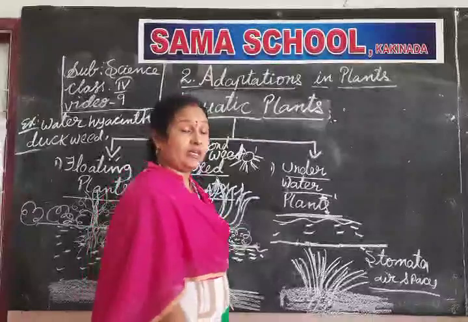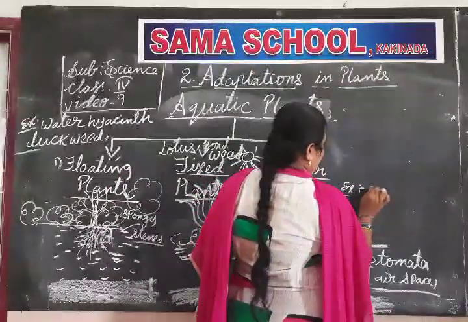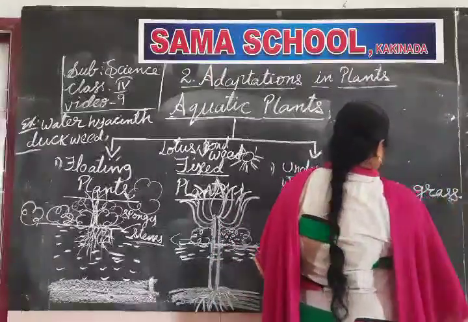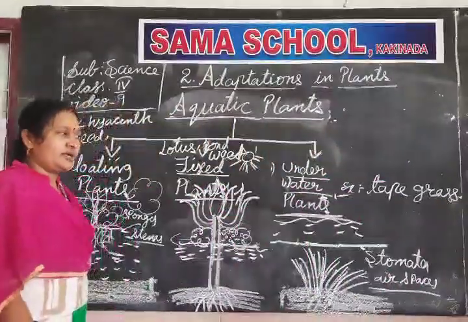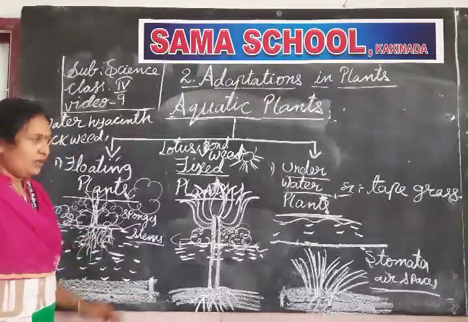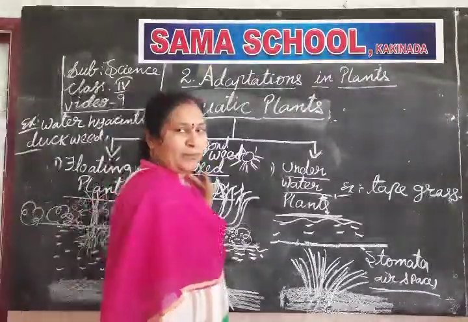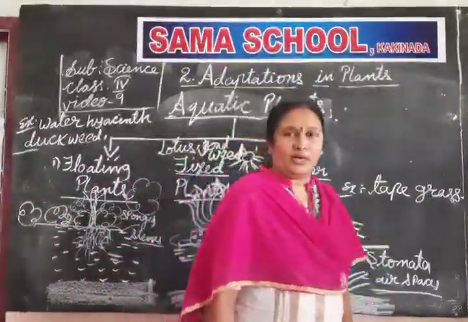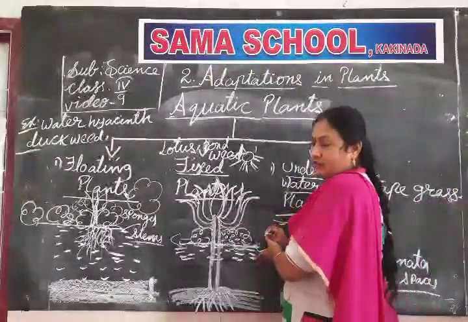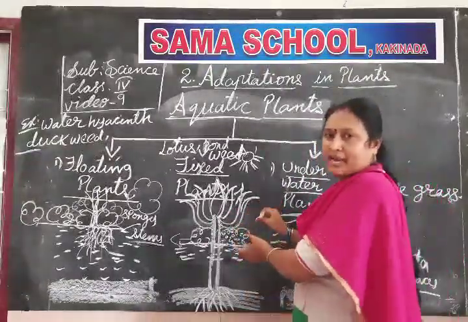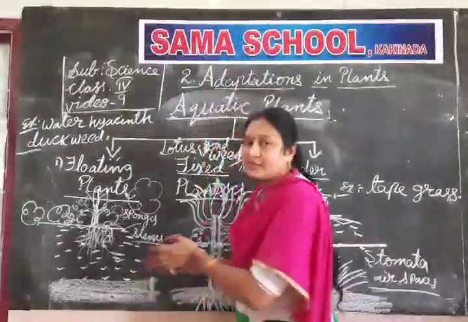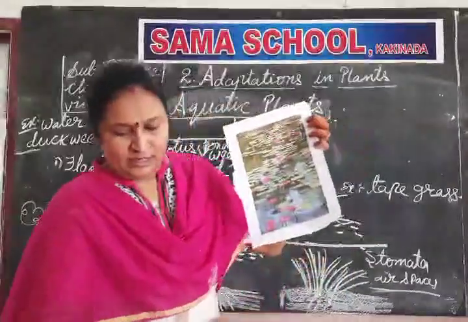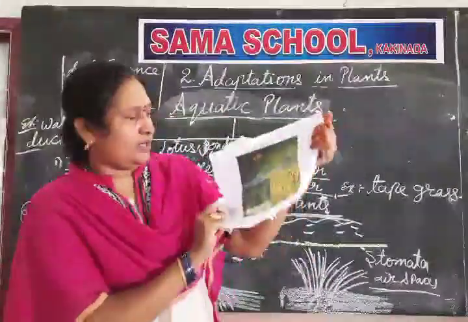The example of underwater plants is tape grass. So these are the aquatic plants: floating plants, fixed plants, and underwater plants. These features are adapted to these plants to be suitable to grow in the water. This is a variation. They can grow completely in the water.